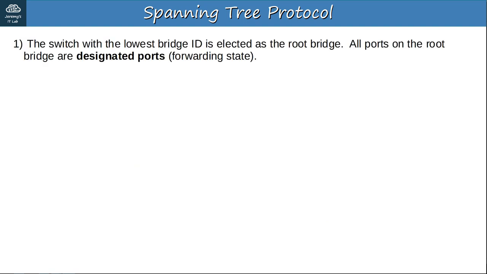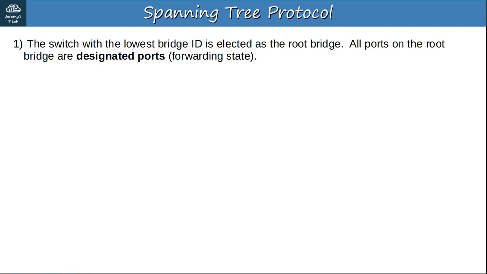So far we have covered the first step of spanning tree's process of creating loop-free layer 2 LANs. Step 1. The switch with the lowest bridge ID is elected as the root bridge. All ports on the root bridge are designated ports, so they are in a forwarding state. It's important that this is the first step that spanning tree takes, because the rest of the steps depend on knowing which switch is the root bridge.